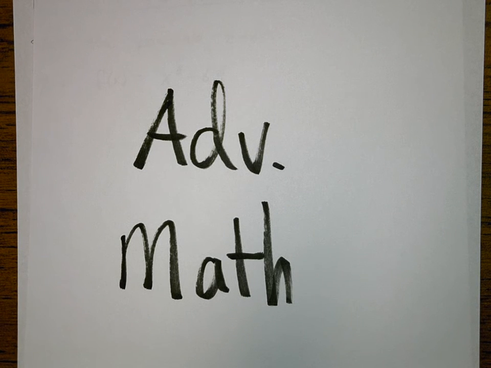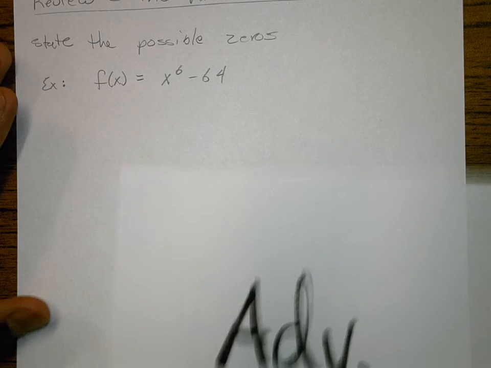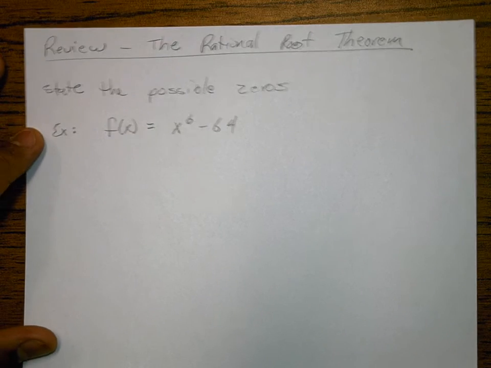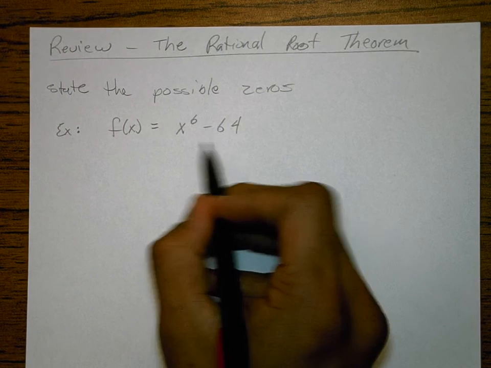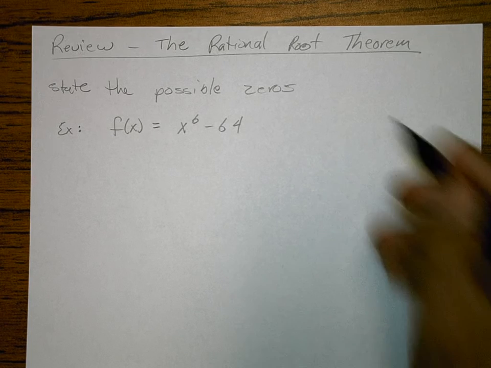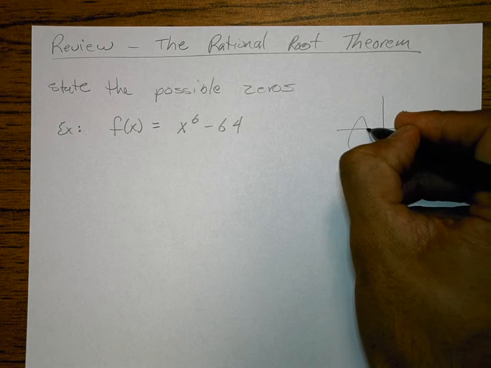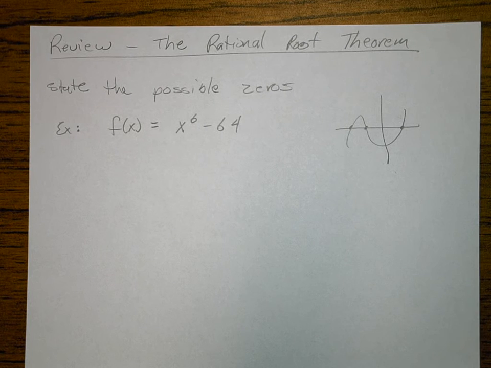All right, advanced math, looking at our rational roots test, which is what we did the Friday before break. So I know it's been a while. Basically, if I have a polynomial and I want to figure out where it crosses the x-axis, right? This was some function, just kind of drawing a function. If I wanted to find the roots, that's what I'm trying to do here.